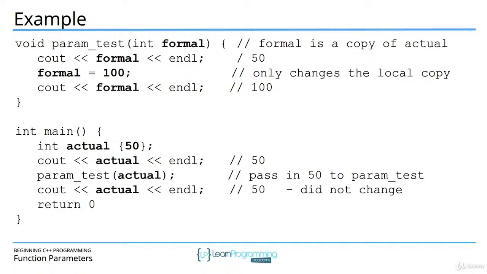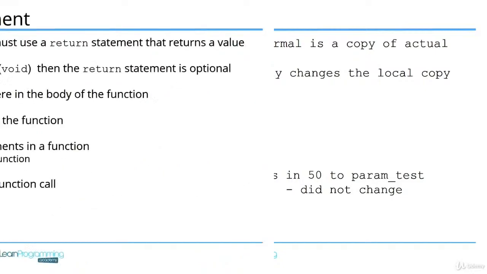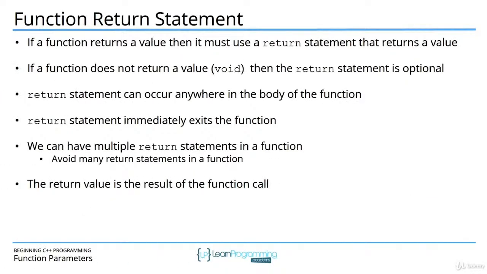Let's talk about the function return statement next. As we've already seen, if a function is defined as returning a value of a specific type, then the function must return a value of that type using a return statement. We've already seen a few examples of this, and we've been doing it in the main function all along. If the function return type is void, then the return statement is optional. A return statement can occur anywhere in the function body, but you usually see it as the last statement in the function body. The return statement immediately terminates the function.